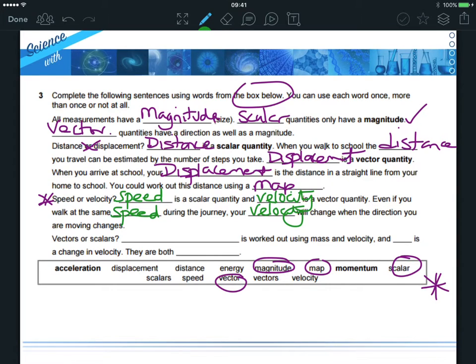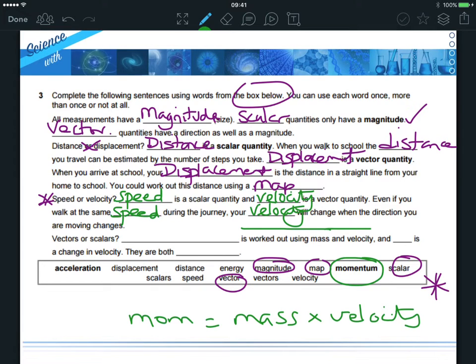Vectors or scalars: something is worked out using mass and velocity. Now I know that momentum is mass times velocity, so momentum equals mass times velocity. You may not know that yet, so you would be struggling to get that right, but momentum is worked out using mass and velocity, and something is change in velocity. Well, I also know that acceleration is change in velocity, so I think that goes there. Acceleration is change in velocity, so they are both vectors, and they have to be vectors because they depend on velocity, which is already a vector. So if you've got a property that depends on a vector quantity, it will also be a vector quantity.